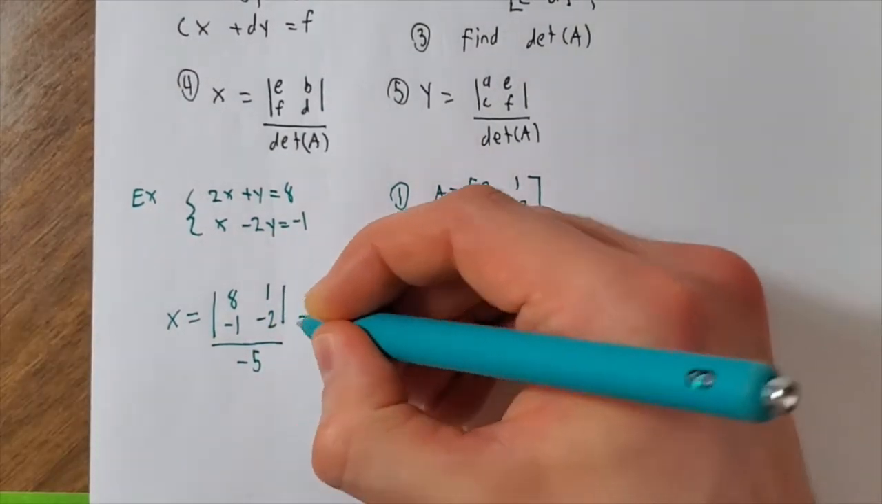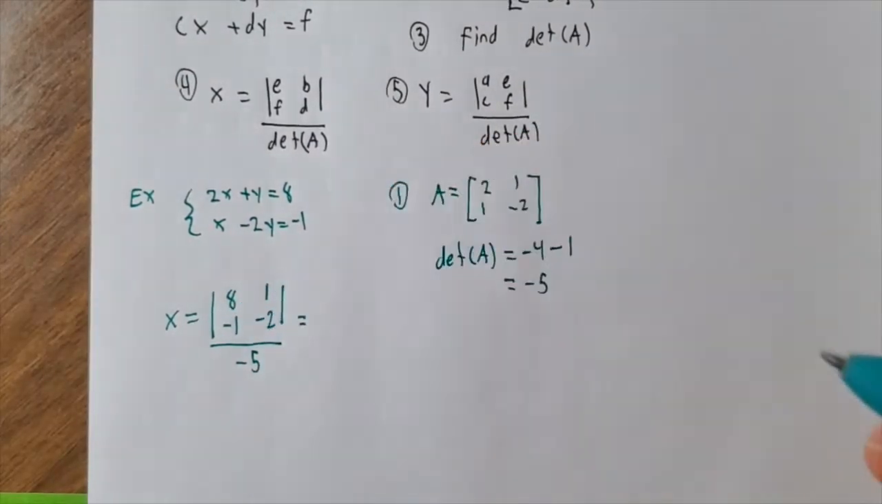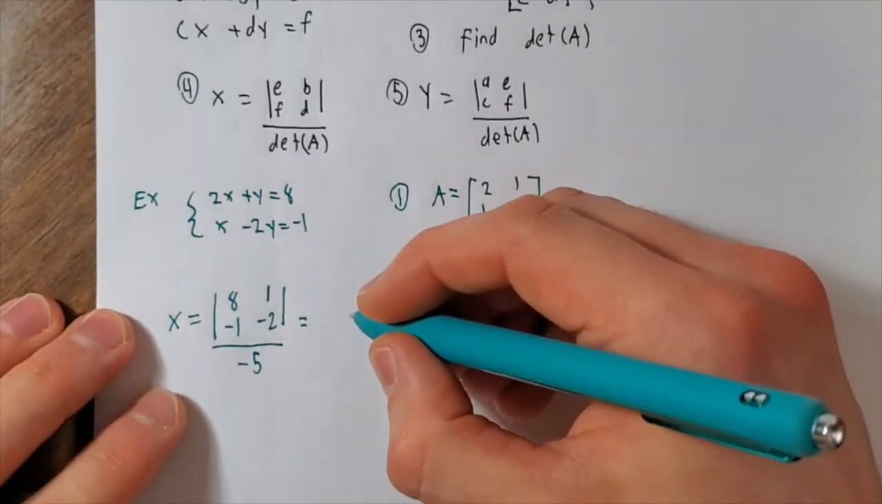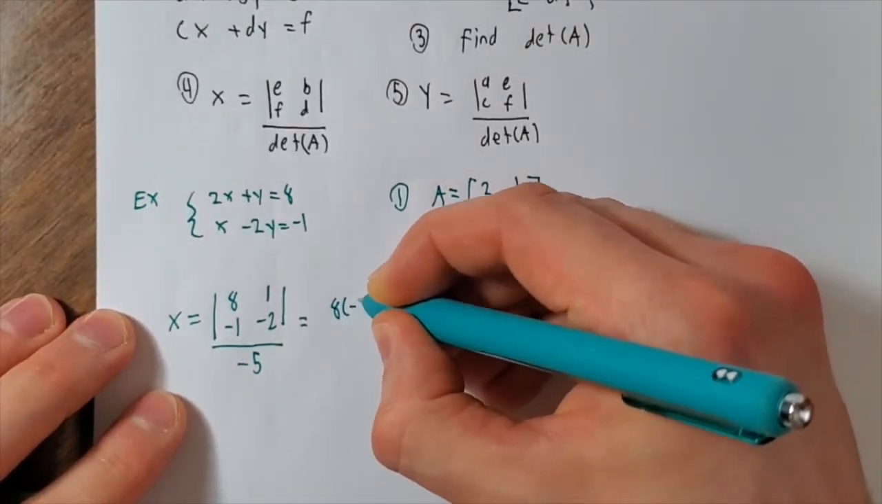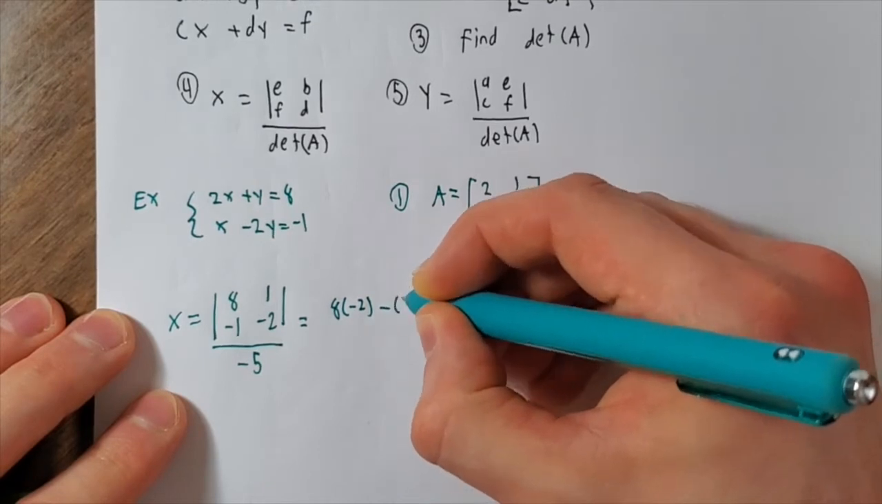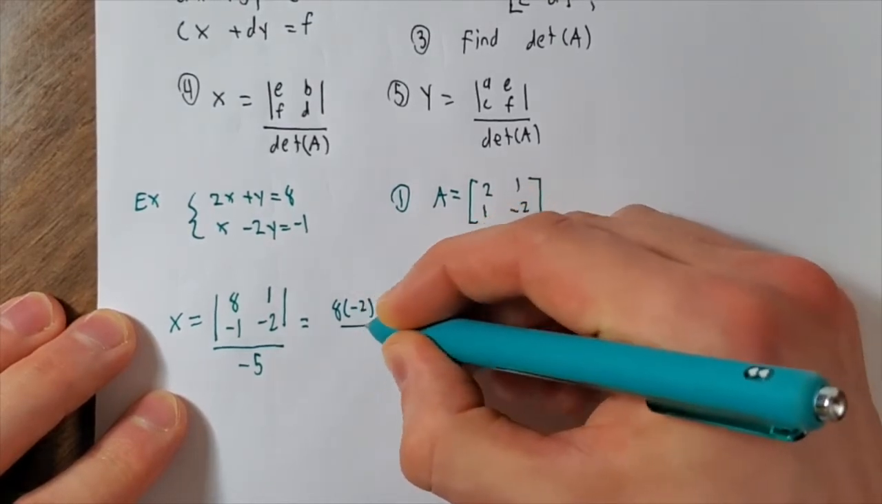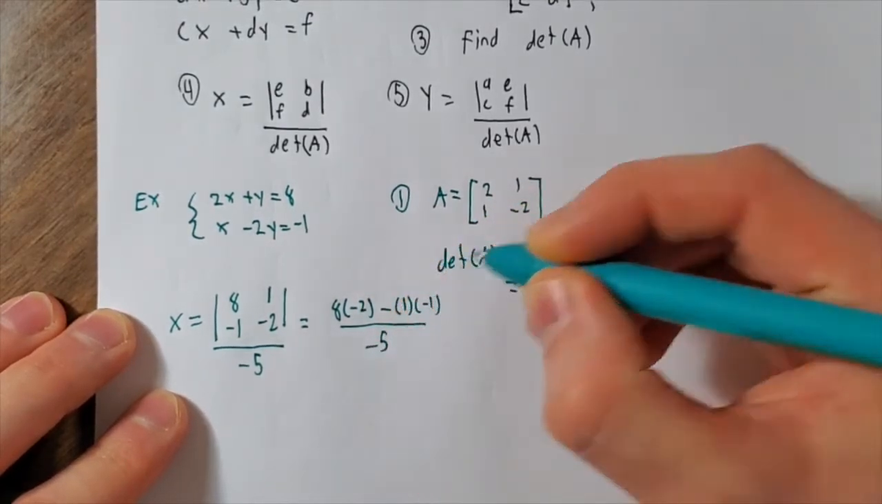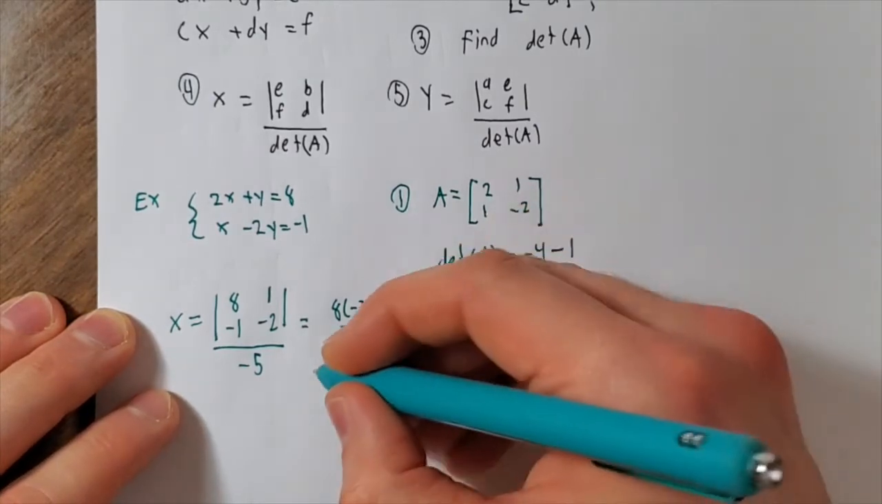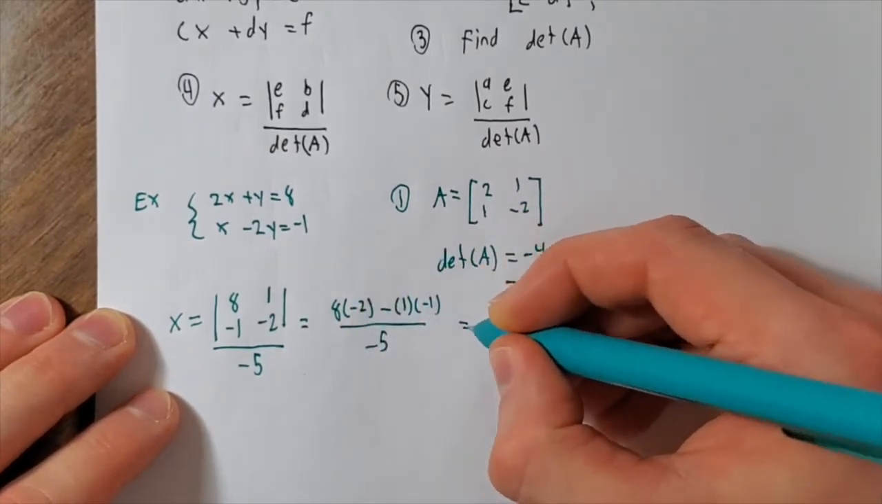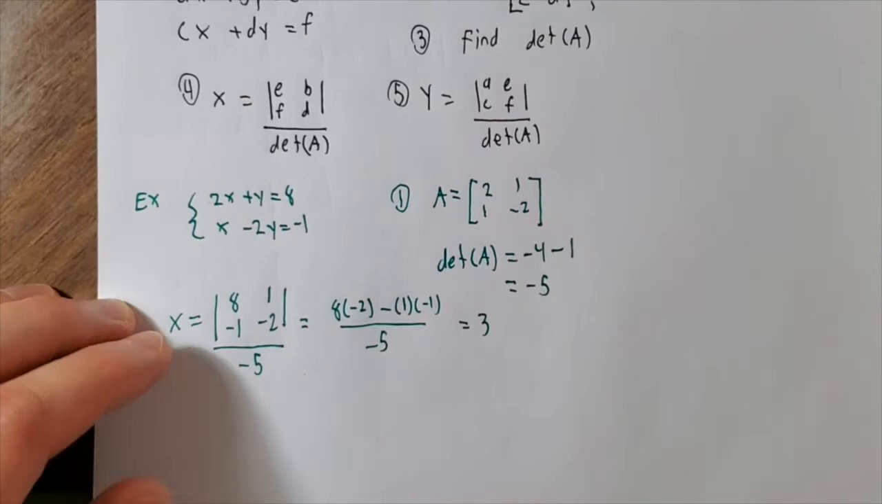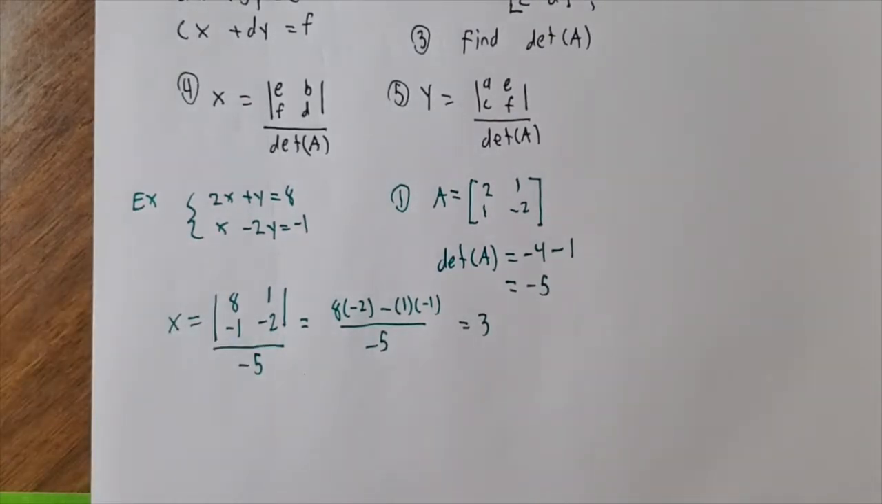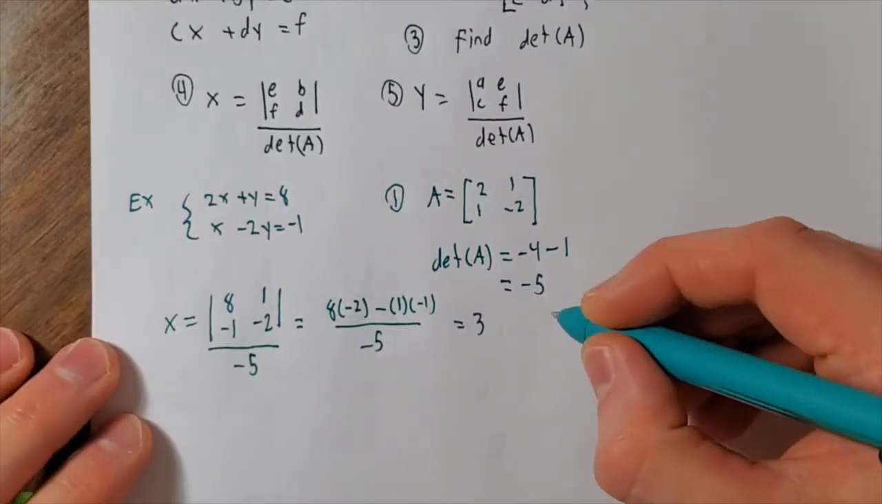So now, finding the determinant of our top matrix here, our new determinant, we've got 8 times -2 minus 1 times -1, all over -5, which will simplify down into 3. So x is equal to 3 in this case. Now let's check out what we get for y.